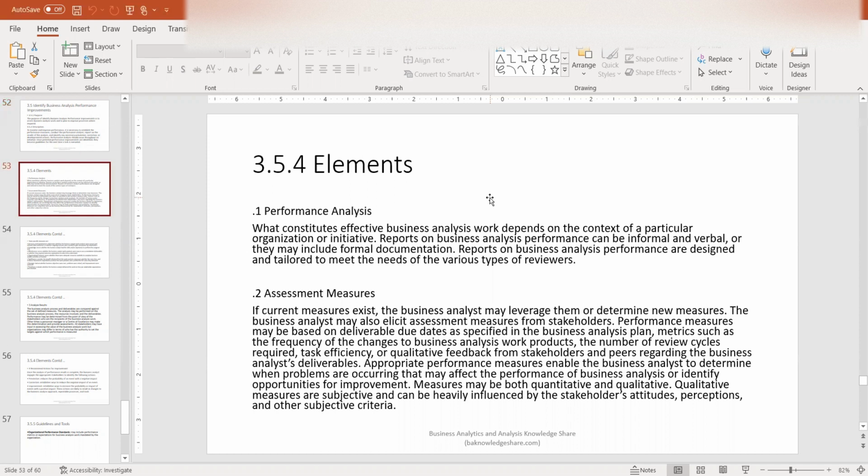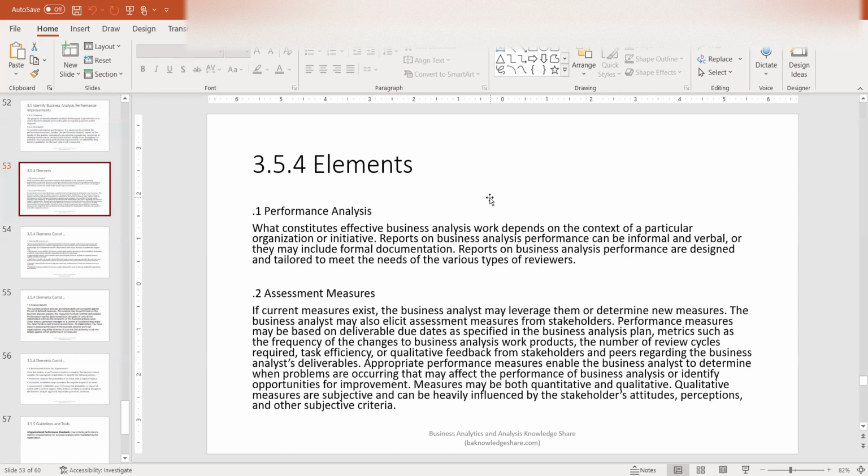Assessment measures is a second element. If current measures exist, the business analyst may leverage them or determine new measures. The business analyst may also elicit assessment measures from stakeholders. Performance measures may be based on deliverable due dates as specified in the business analysis plan, metrics such as the frequency of the changes to business analysis work products, the number of review cycles required, task efficiency, or qualitative feedback from stakeholders and peers regarding the business analyst deliverables.